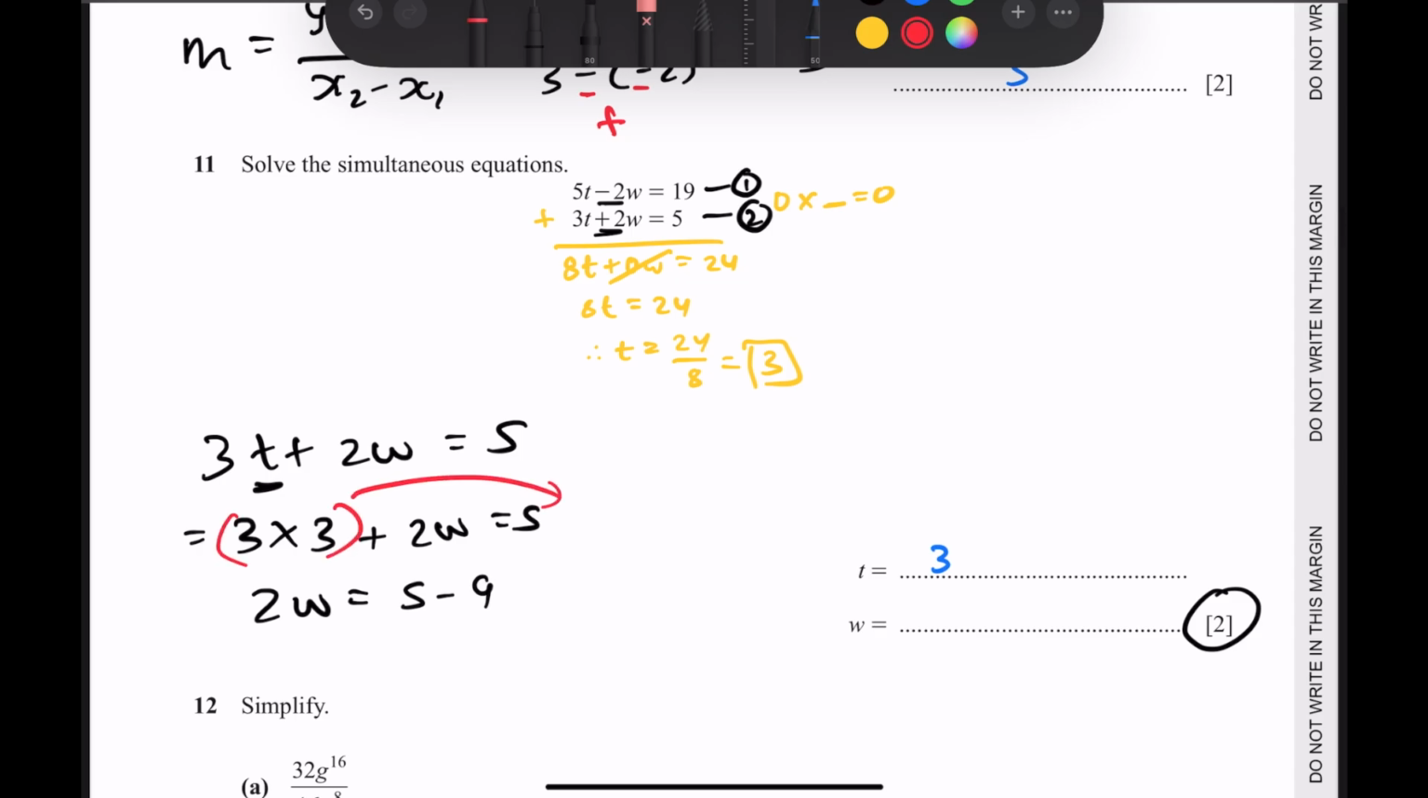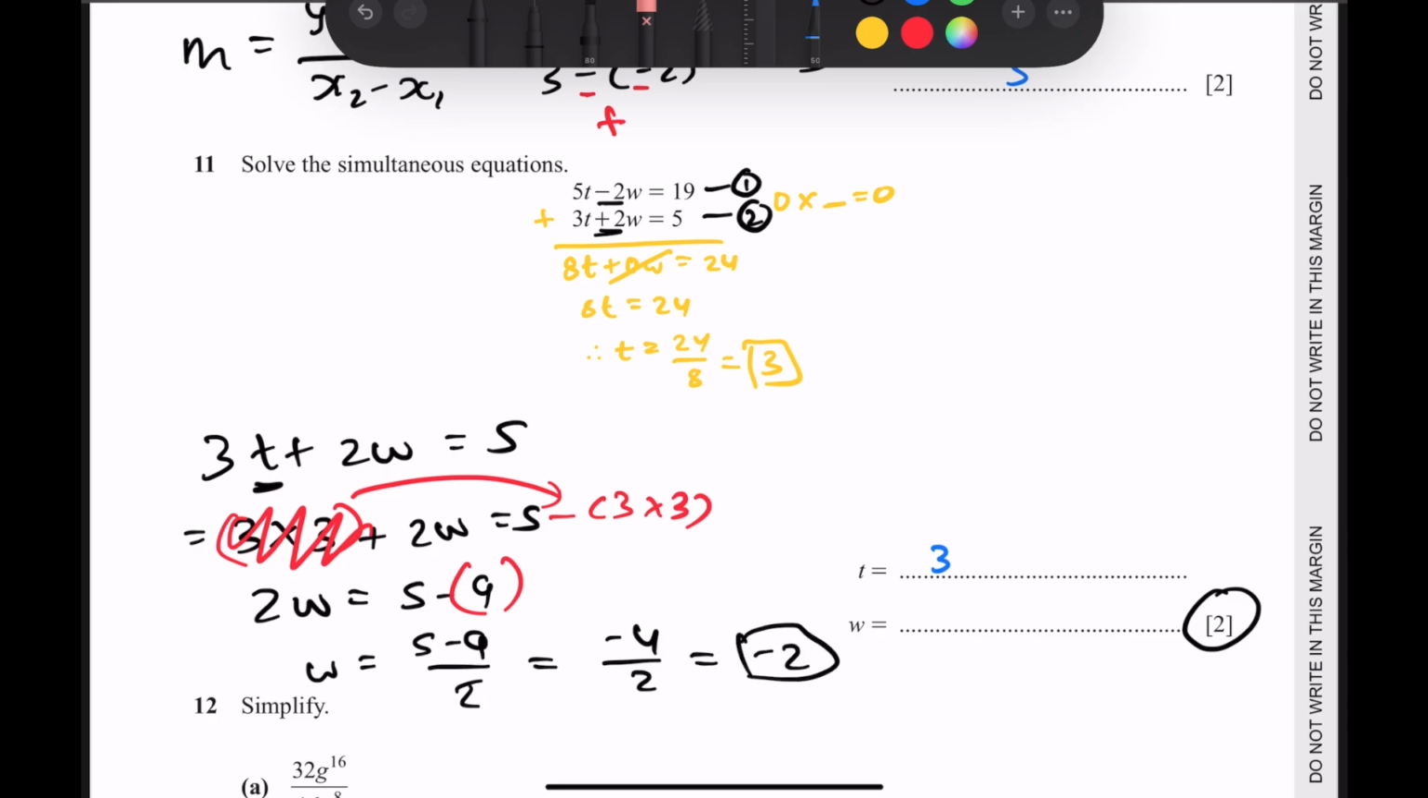And if we move it to this side, this means that we do minus 3 times 3, which is 5 minus 9. And w is equal to (5 minus 9) divided by 2, which is equal to minus 4 divided by 2, which is equal to minus 2. And this is your final answer for the question.